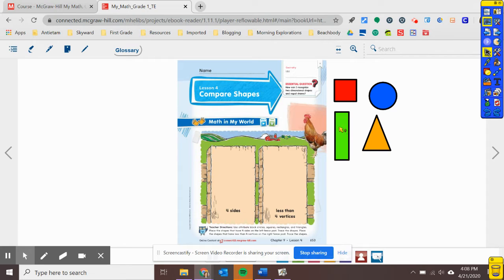So what I want you to do now is I want you to take these four shapes that I have, the square, the rectangle, the triangle, and the circle, and I want you to draw them on whichever side you think they belong. Remember, it's shapes with four sides and then shapes with less than four vertices. So pause the video, draw in your shapes, and unpause so we can check your work and see how you did.